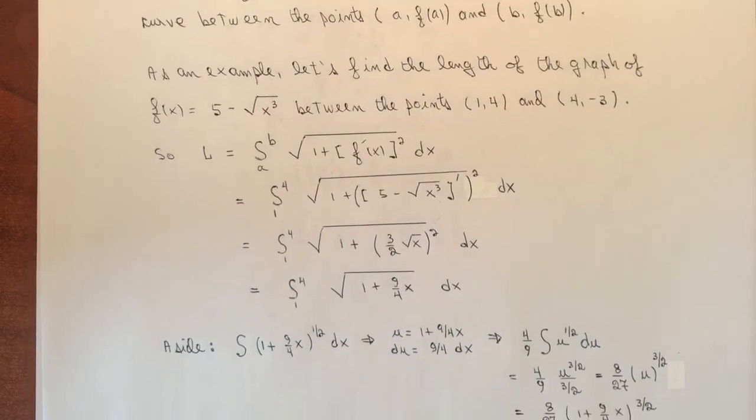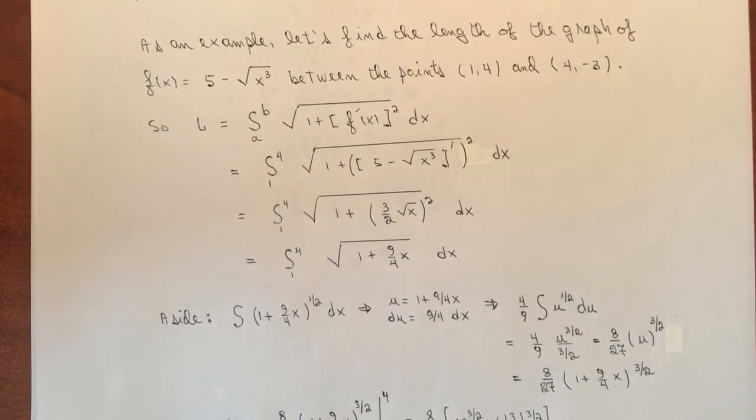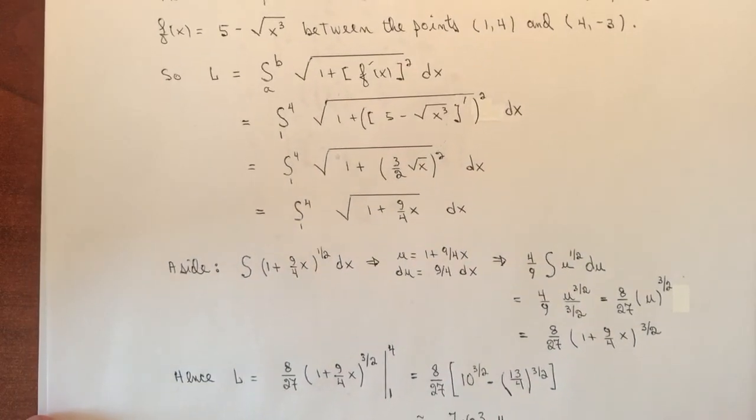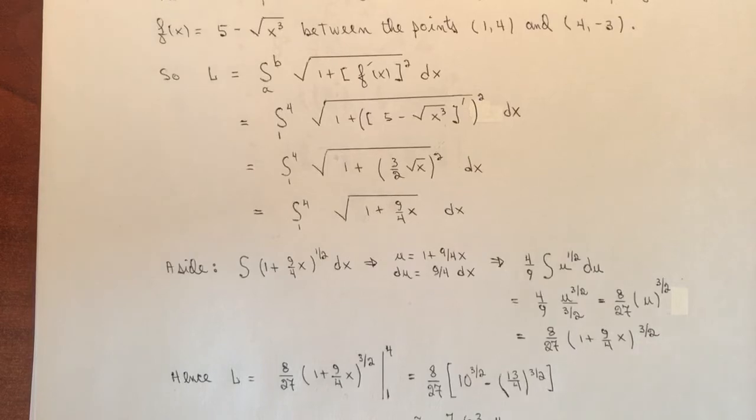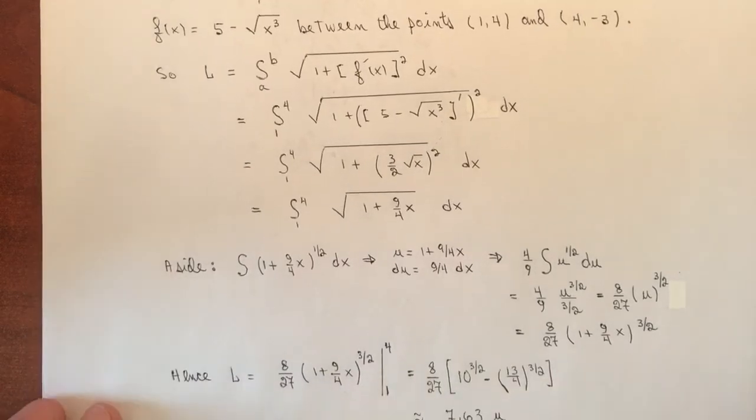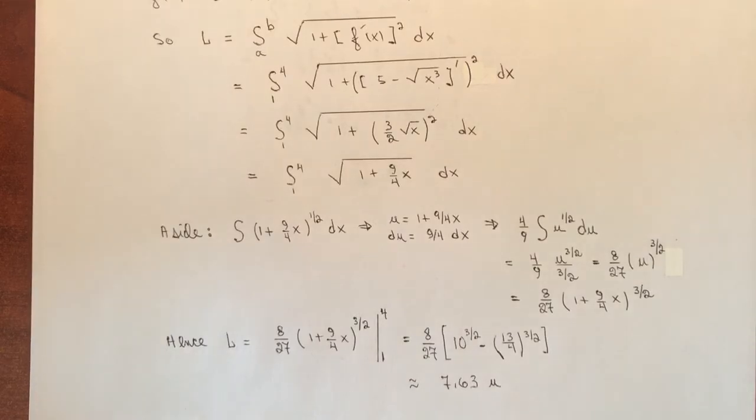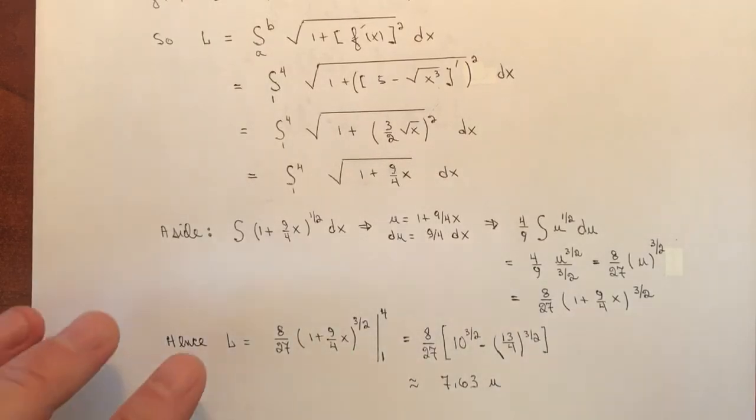We're going to take a little quick aside here, and we're going to do a substitution where u is 1 plus 9 over 4 x. The du is 9/4 dx. We replace, and we actually get that this integral is equal to 8 over 27 times 1 plus 9 over 4 x to the power of 3/2. Putting this back into the FTC Part 2 situation where the bounds are 1 and 4, we do the replacement, and we get this not so nice expression, which has the following decimal answer, 7.63 units.